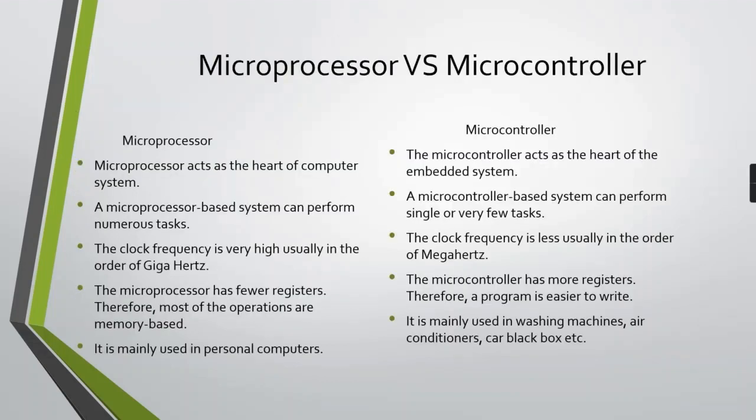What is the basic difference between microprocessor and microcontroller? The microprocessor acts as the heart of a computer, whereas the microcontroller acts as the heart of an embedded system. A microprocessor based system can perform numerous tasks, whereas a microcontroller based system can perform a single or very few tasks. Microprocessor is mainly used in personal computers, whereas microcontroller is used in washing machines, air conditioners, car black box, etc. The clock frequency of microprocessors is usually high, that is in gigahertz, and the clock frequency of a microcontroller is usually in megahertz.